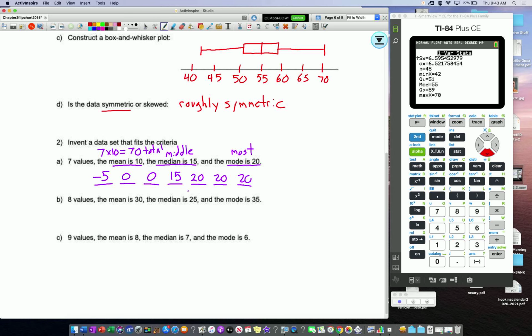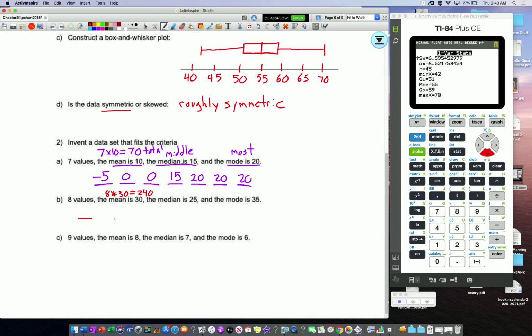So that one's kind of a tricky one. Don't forget, you can have negative numbers. There's no rule saying that you can't. All right, next one. It has 8 values, mean is 30. So 8 times 30, as I think about this, 8 times 3 is 24, and then I put a 0 after it, so 240.